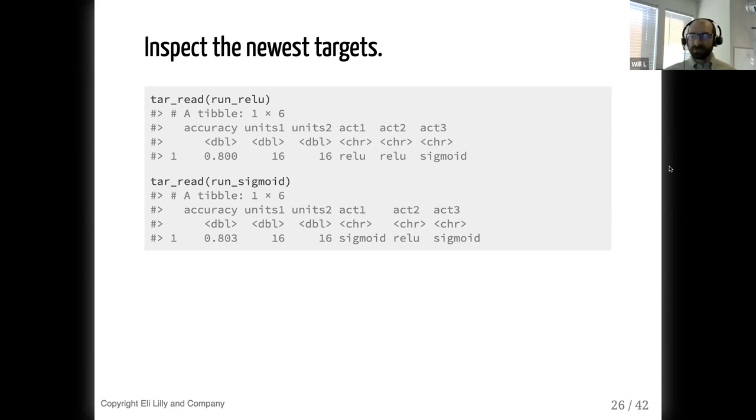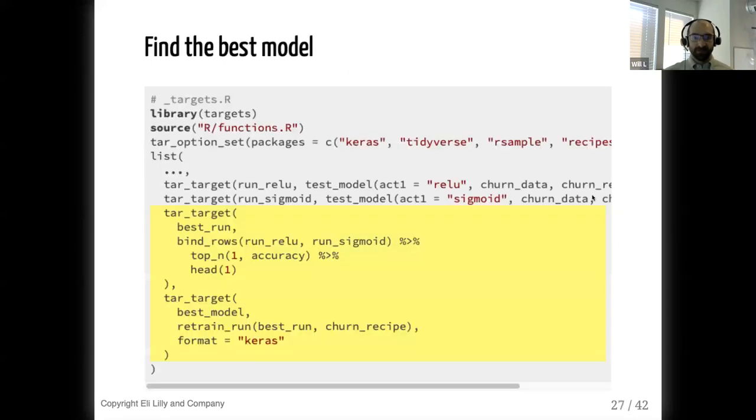This turns out to be in the midst of this exploratory process of trying to tune a model. We've reproducibly recorded things we've already done, so we know what we've tried and which models we can go back to. We also add a couple targets just for convenience to find the best model out of the ones we've already run and to actually hold on to the model object of the highest accuracy model.